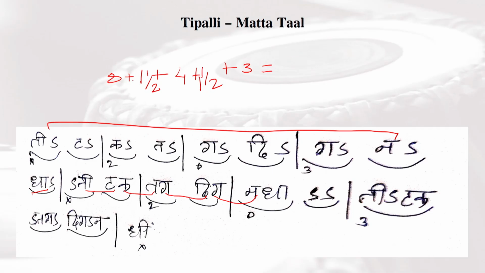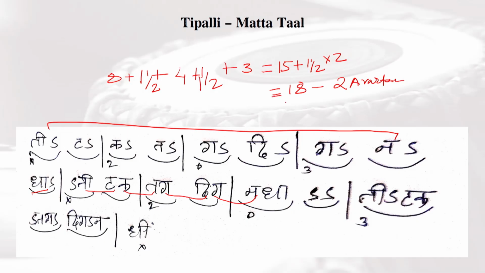So we get 12, that is 15 plus 2 pauses of 1.5 into 2 again, that is we get 18 matra. It is 2 avartan. So this is 2 avartan of Matta Tal. It's a 2 avartan of Matta Tal.